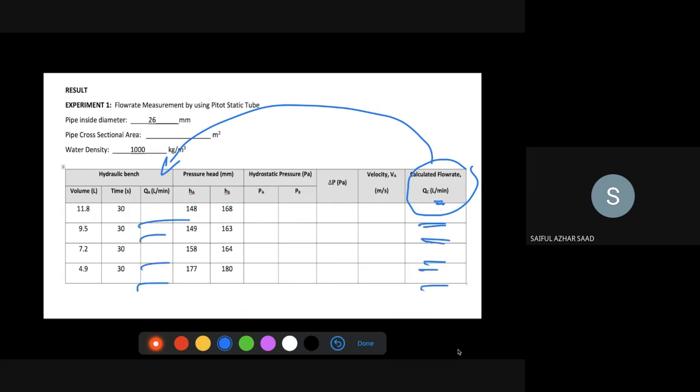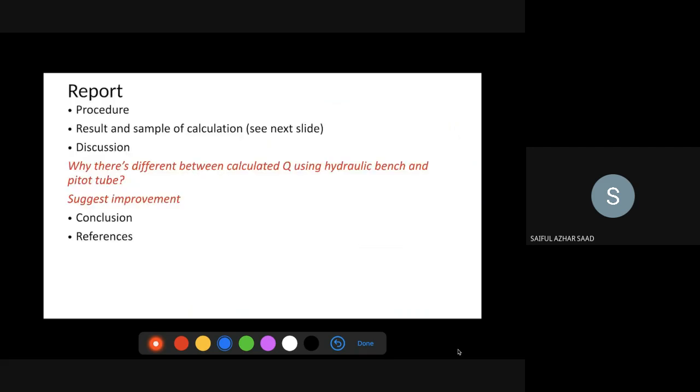All right. And then definitely the flow rate calculated by using the Pitot tube here is going to be different from this one. So this is the function of the discussion. We discuss why our calculated value is slightly different from the value measured by using the hydraulic bench, for example, and then suggest improvements. How do I get a closer result between the calculated value and the measured value, something like that. So this is the function of the discussion. And then we do the conclusion.